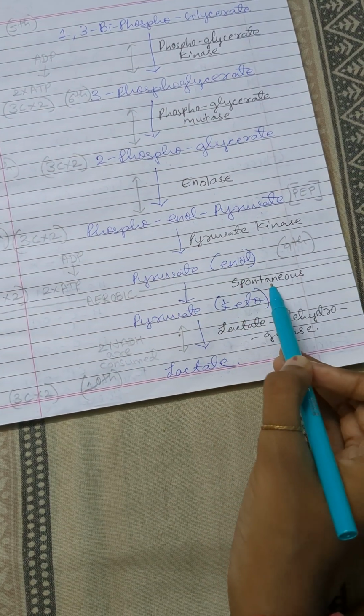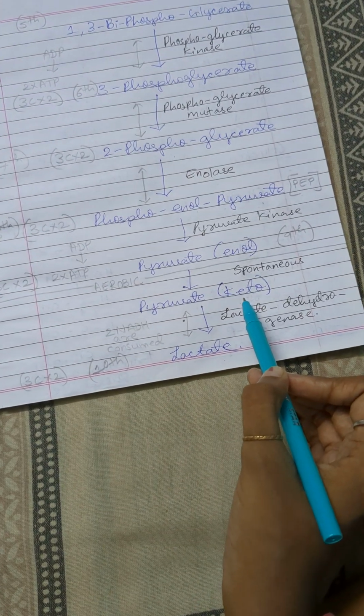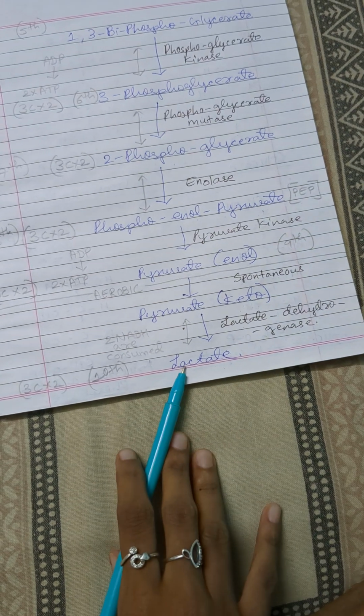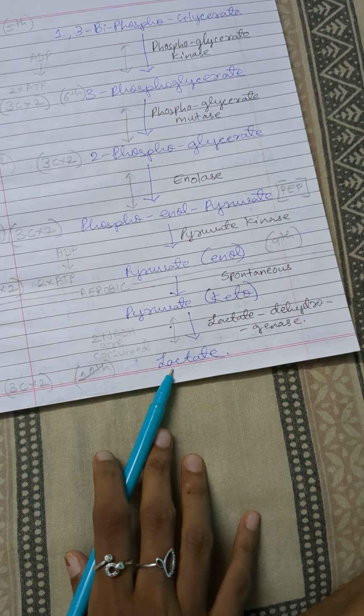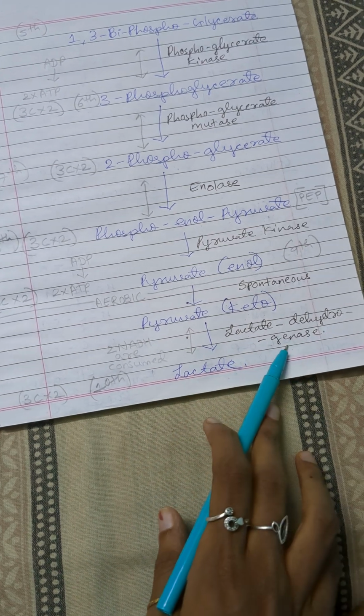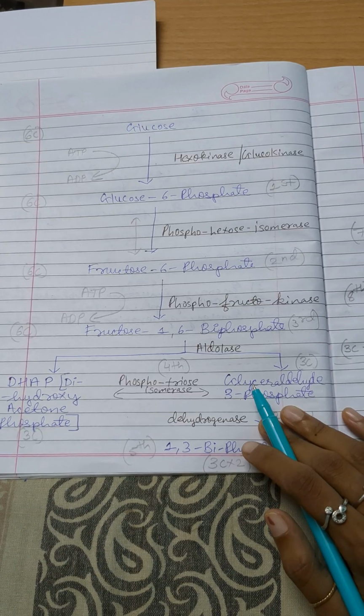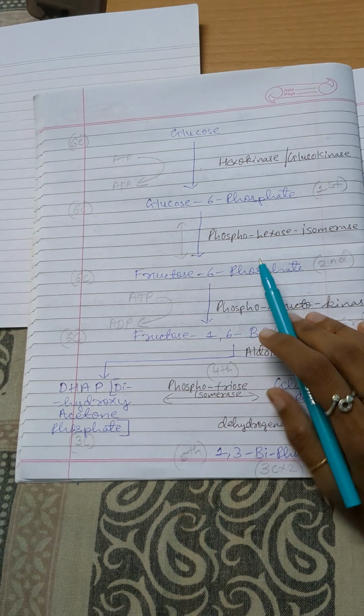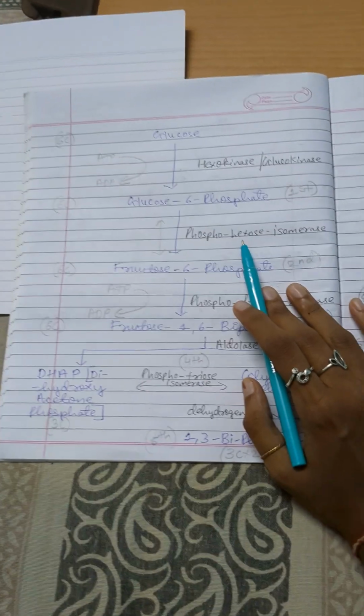Pyruvate enol form is spontaneously converted to its keto form, and the keto form in anaerobic conditions leads to the formation of lactate by lactate dehydrogenase. Now we will talk about the reversible and irreversible reactions.